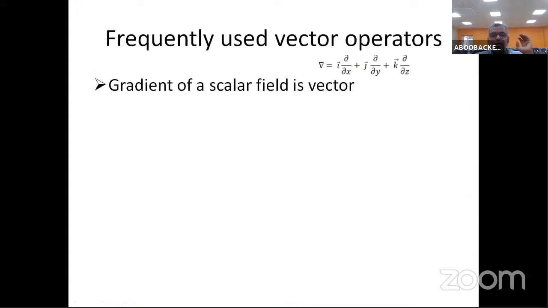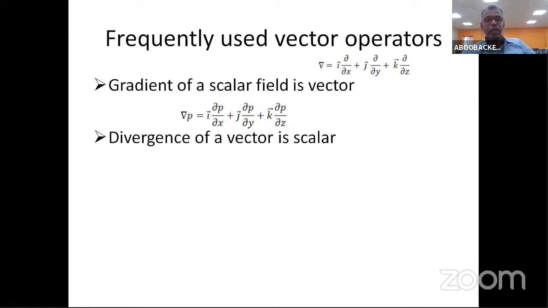Another frequently used operation is this del operator, which gives the gradient of a scalar field. It is del operated on a scalar field, say pressure. The gradient of a pressure field is a vector. So these are the pressure gradients. Actually, pressure is a scalar, but if you take its gradient, it will become a vector. So pressure gradient in x direction, y direction. Similarly, you can have a gradient of a temperature field, and you will have the heat flux if you multiply with the area and conductivity. So gradient of scalar quantities will result in vector quantities, and divergence of a vector, that is, divergence of the velocity vector, will be a scalar quantity.